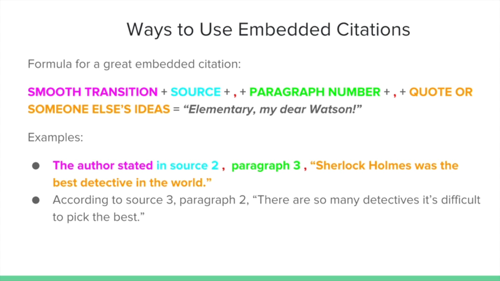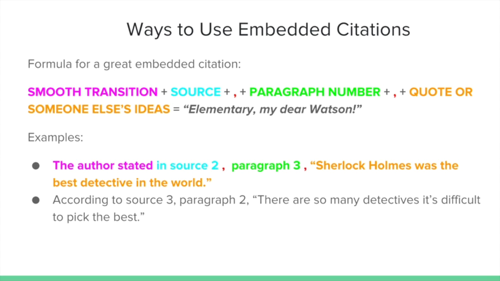So your paragraph numbers should be numbered, or you can just count them if they're not. Then we've got another comma. And then we've got a quote here, whatever the other person was saying. This one says Sherlock Holmes was the best detective in the world, right? So that is really how it works. You're actually putting that citation, where to find this evidence, in the sentence itself.